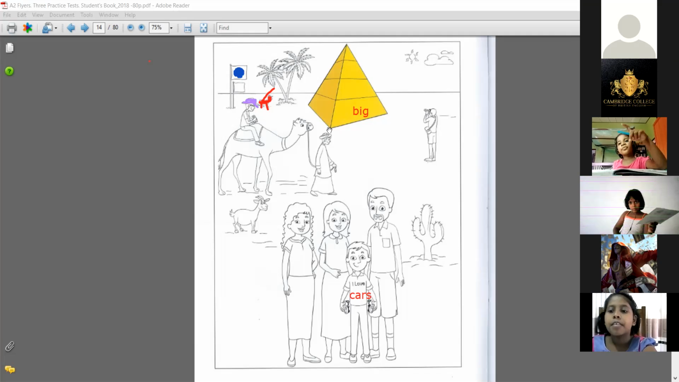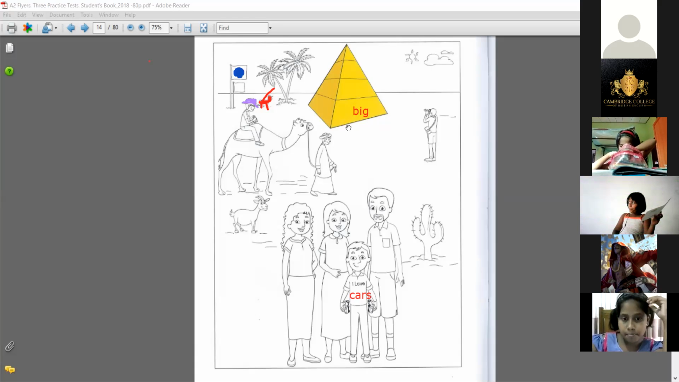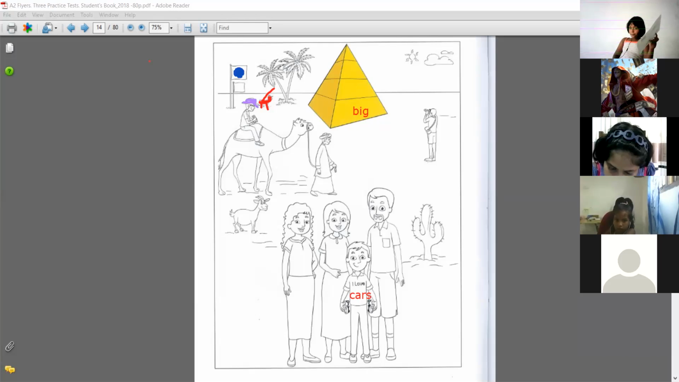All right, next one, there's a man on the camel, so his hat is purple color. Next one, you can see there's a pyramid that has yellow color. Then also you want to write the word big, B-I-G, big. Next, there's another boy. Then in his t-shirt, you can see I love. So when you take I love, you should write I love cars.